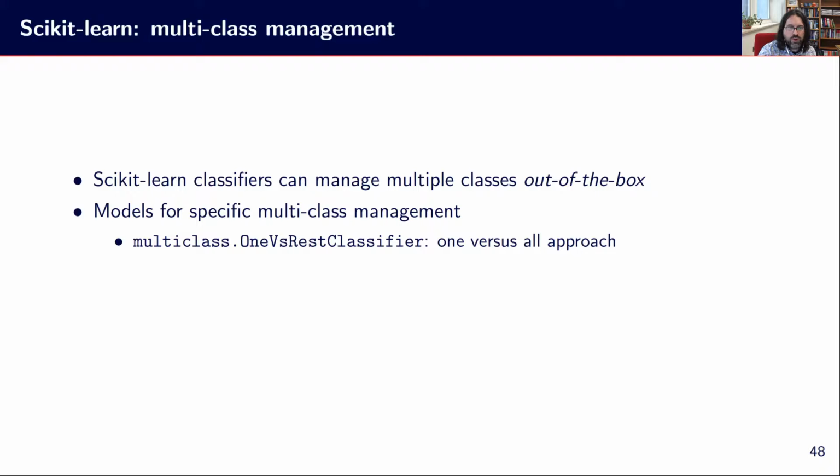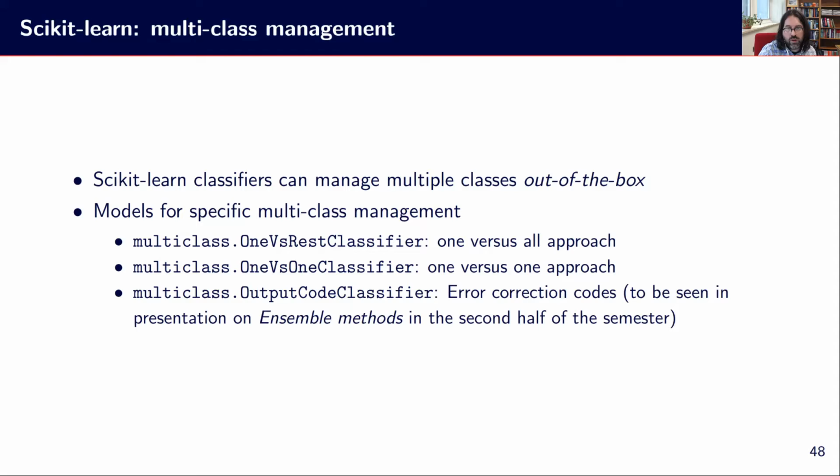We have what we call the one versus rest classifier, which is basically the one versus all approach. So training one classifier on each class, we try to discriminate that class from the others. We also have the one versus one, where we are going in pairs. We try to figure out every pair of classes and train one classifier per pair. We also have output code classifiers. These are based on error correction codes, which will be seen in the ensemble methods week presentation, which will come in the second half of the semester.